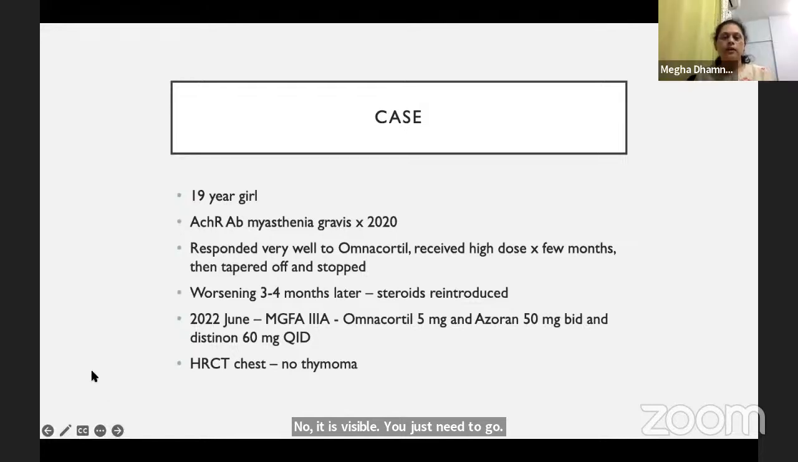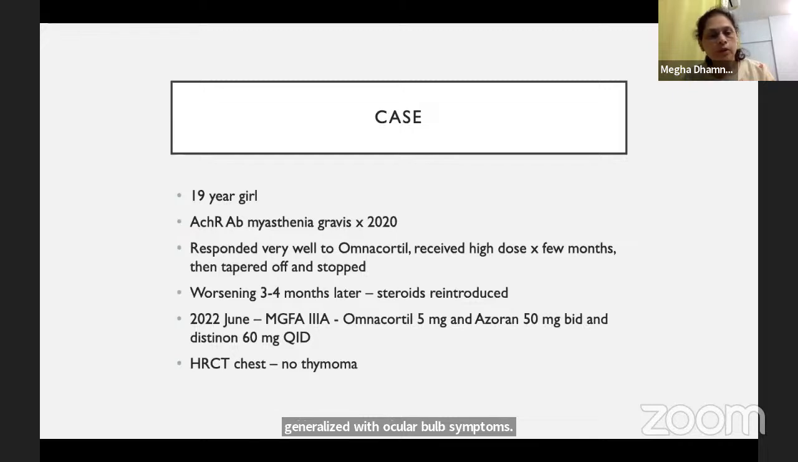Okay, so let me begin my talk with this case. I love to begin with a case. This was a 19-year-old girl. She was sent to me for consideration because she was diagnosed as refractory myasthenia. I saw her in June 2022. She had been diagnosed with myasthenia gravis, generalized with ocular bulbar symptoms, since 2020.